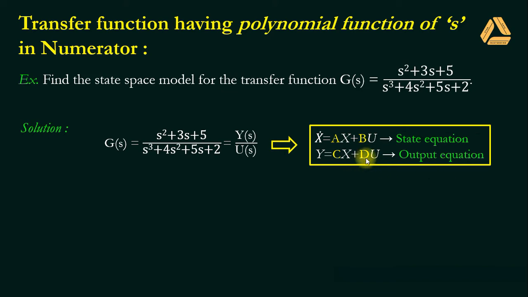As of now, you will not be getting the D matrix, because as I already told you, whenever the polynomial order of the numerator is greater than that of the denominator, you will be getting the D matrix. But as of now, you will not be getting the D matrix. The output equation is simply y is equal to Cx.